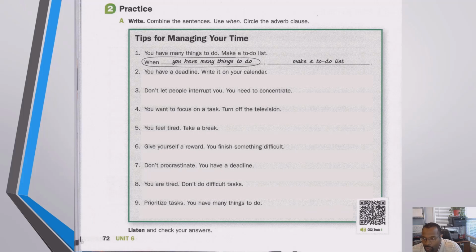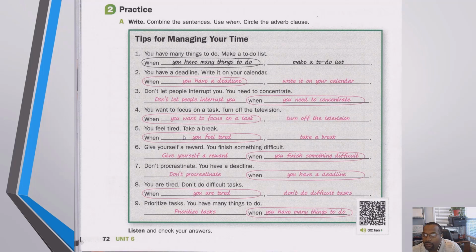All right. You can always scan this barcode here for track 4 of CD2 to listen to these sentences again, so that you can combine the sentences, use when, and circle the adverb clause. So let's see what the answers were. Okay. So let's take some time to look at these and see if I was right. Let's see if you were right. All right. So let's move on.